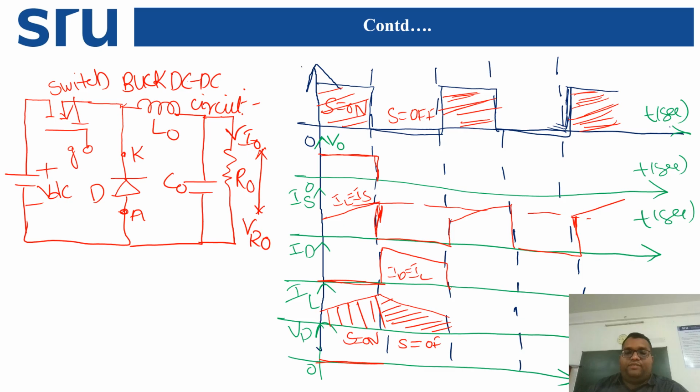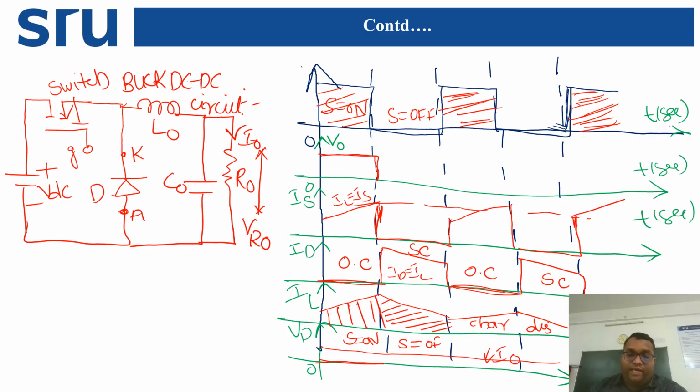Coming to the switch on condition, what will happen? This current will be 0 and the diode will be open circuited. Here the diode will be short circuited, here open circuited, and again the same thing: it will get discharged through the diode, which is short circuited. Now again the inductor starts charging and goes towards this. This is the charging period and this is the discharging period. Next, whatever the load current is, whether the switch is on or off, the load current will be constant. That is why we represent that I naught current.